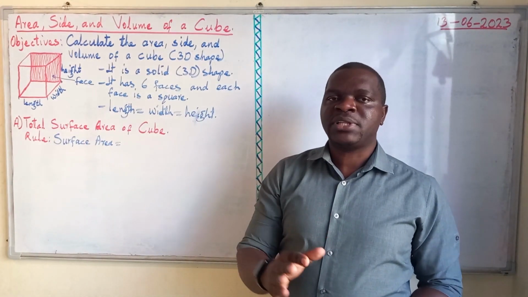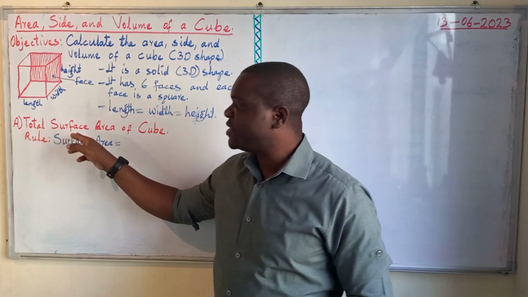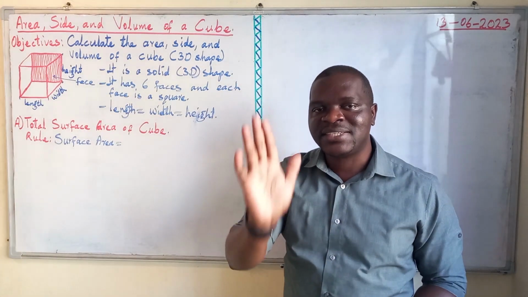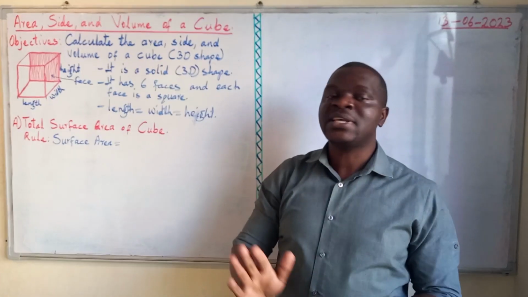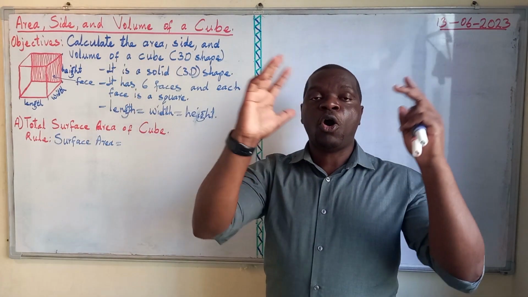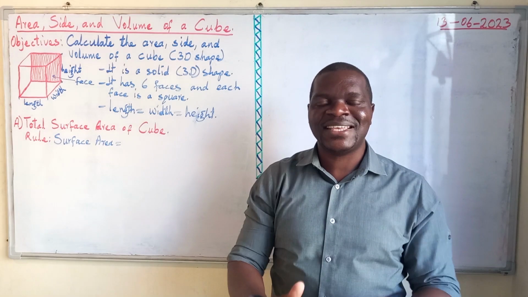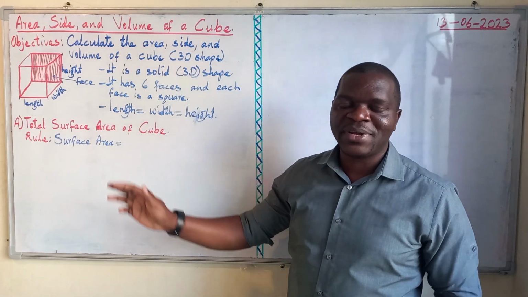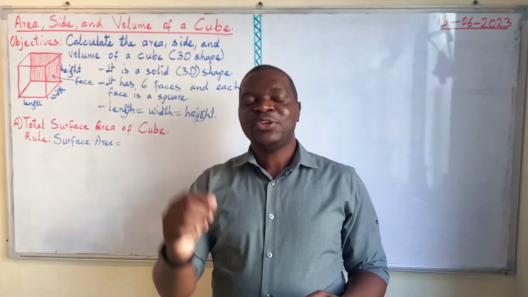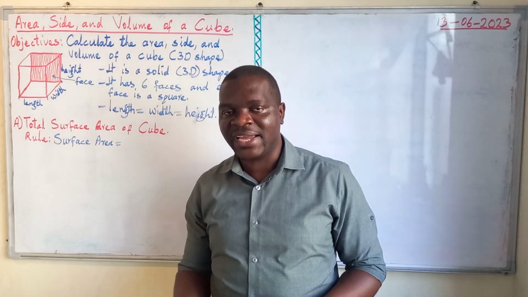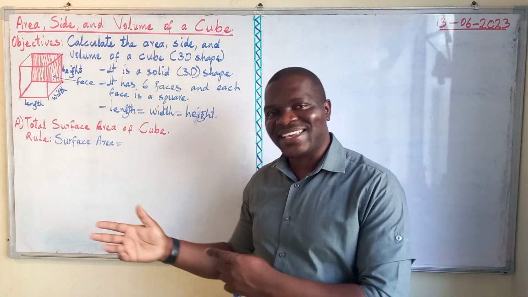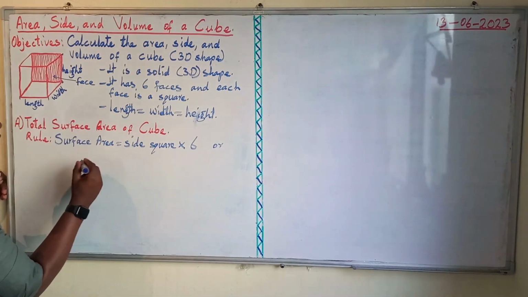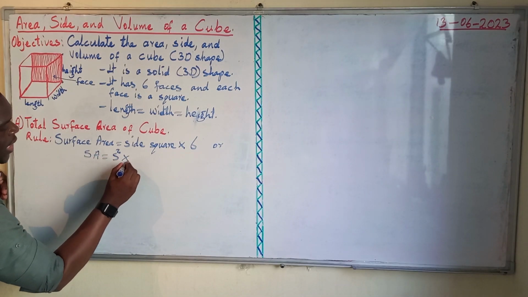It is very important to take note that we use total surface area because sometimes they may be asking you just for the area of a single face or double face or triple face. So the total surface area means all round the cube, that is all the 6 sides. So what is the rule for solving the total surface area of a cube? To find the total surface area of a cube, you take the side, the length of the side, you square it and multiply by 6. Side squared times 6, or in short form, SA is equal to S squared times 6.